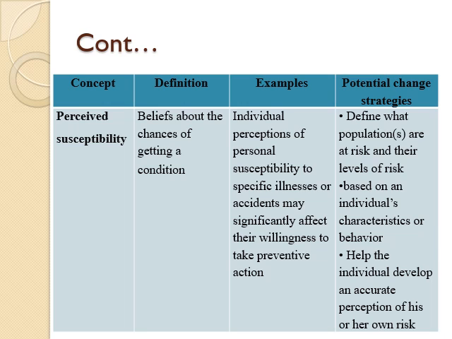Comparison concept: perceived susceptibility. Definition: belief about the chance of getting a condition. Examples: an individual's perception of personal susceptibility to a specific illness or accident may significantly affect their willingness to take preventive action. Potential change strategies: define what populations are at risk and their level of risk based on individual characteristics or behavior. Help the individual develop an accurate perception of his or her own risk.